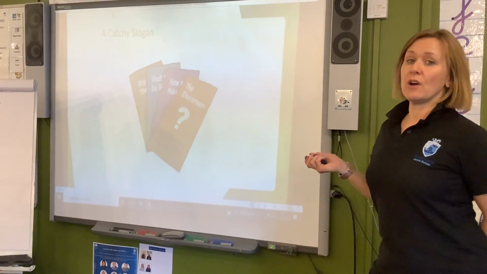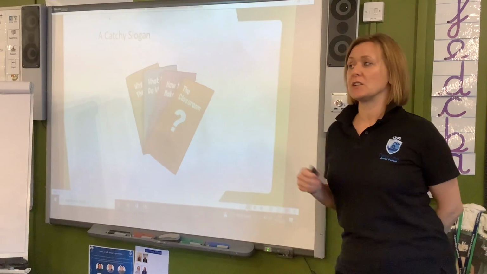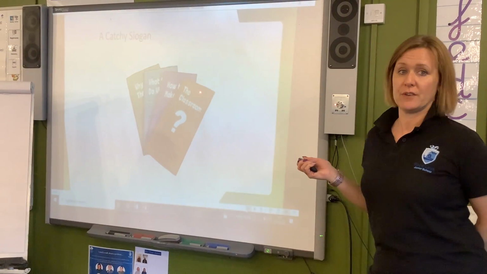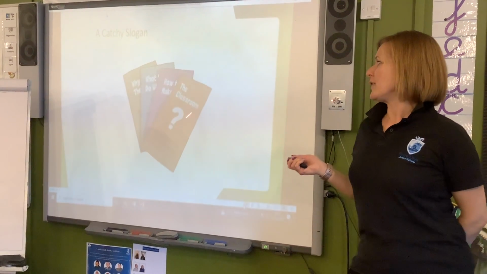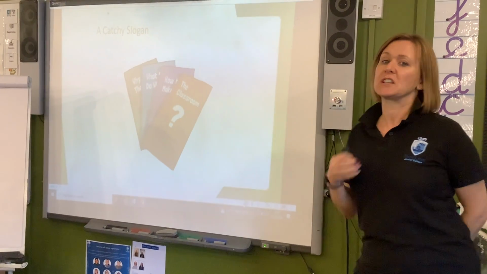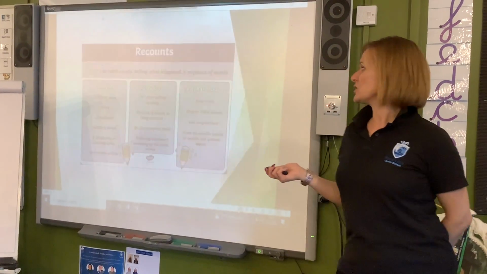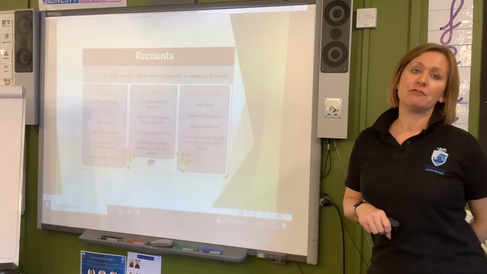When we're looking at writing our persuasive language, we're going to be looking at slogans, producing leaflets and looking at the slogans and those kind of headings we would give them in order to catch that reader's attention. And we're going to be writing recounts.